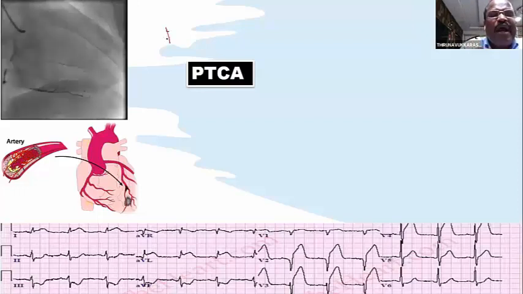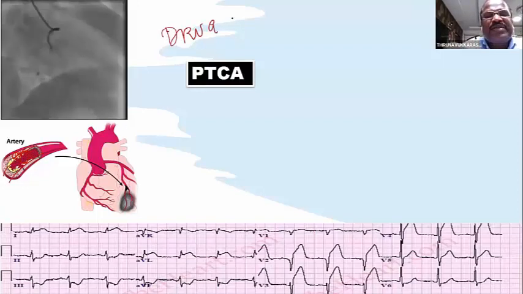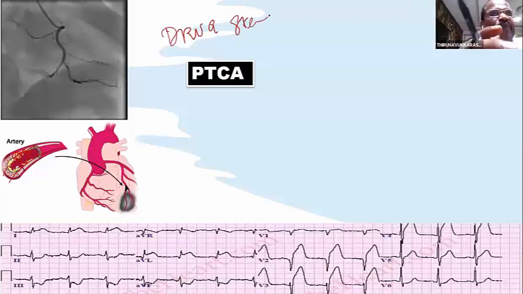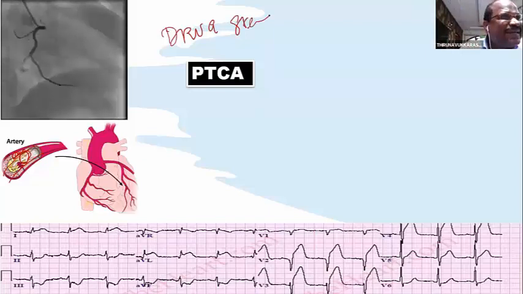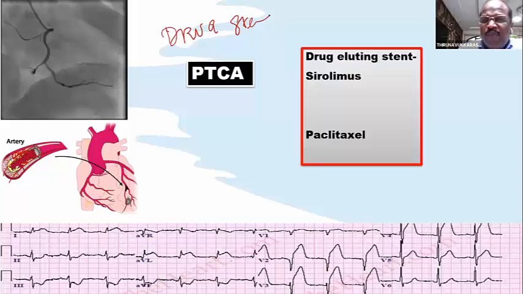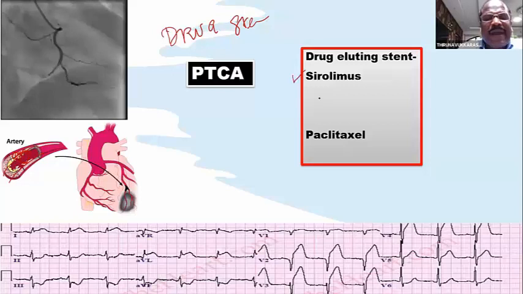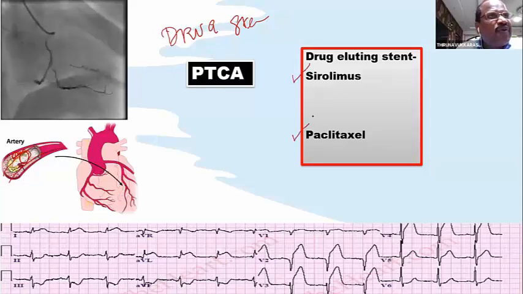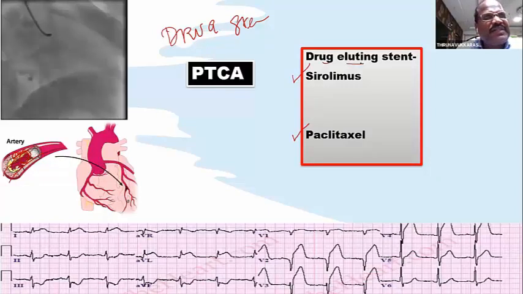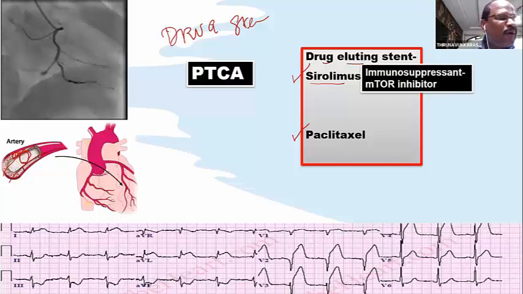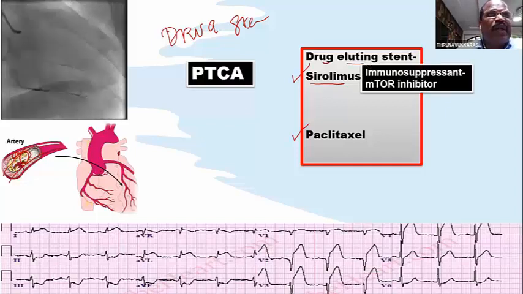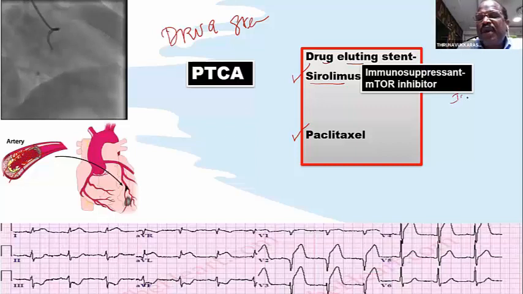They call it a drug-eluting stent. Can anybody name some drugs useful for preparing a drug-eluting stent? Can you answer? The two most important drugs are sirolimus and paclitaxel. Both are useful for preparing drug-eluting stents. Sirolimus is an immunosuppressant acting by blocking mTOR, the mammalian target of rapamycin. It is also called an interleukin-2 receptor blocker.